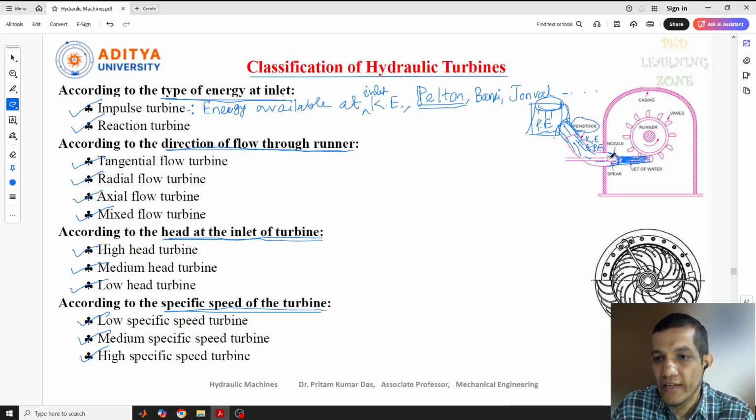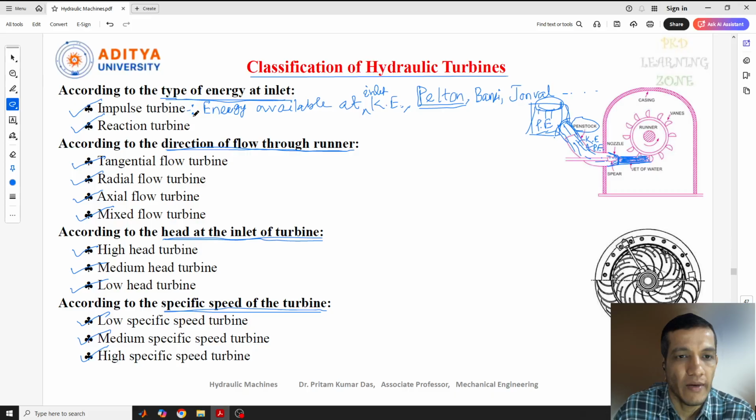So the pressure energy is also converted to kinetic energy, and the energy available at the inlet of this turbine is only kinetic energy. That kind of turbine is called an impulse turbine. This is the same one, because the pressure energy, as I told you, is converting to kinetic energy. So only kinetic energy is present at the inlet of the turbine.